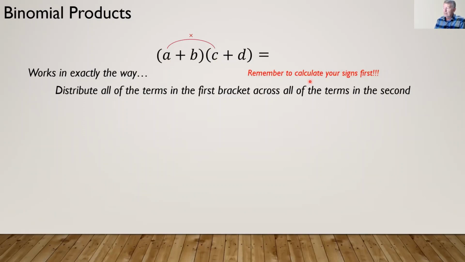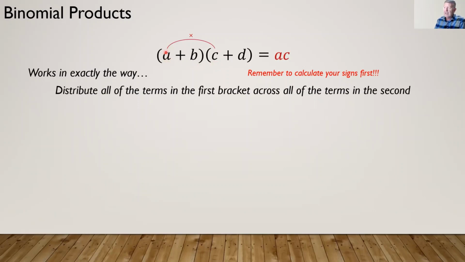And remember to calculate your signs first. Now that's a quick check. Positive, positive, positive, positive. They're all positives. That's good. So in this one, we don't have to worry about it. So I've done the A times the C. What do we get? AC.